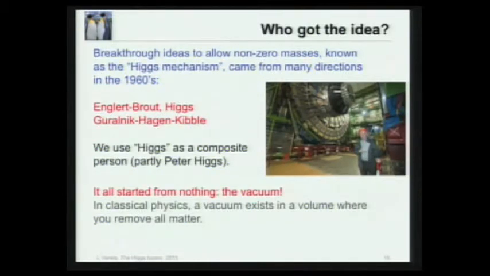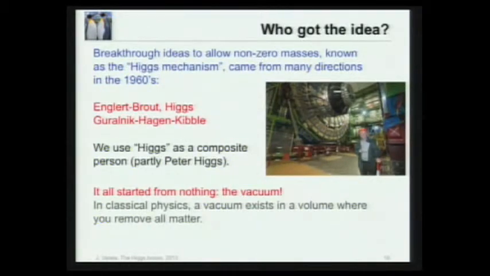Now, in the 60s, from several directions came a number of breakthrough ideas to allow non-zero masses. These ideas crystallized in what is today known as the Higgs mechanism. A number of people contributed to this: François Englert and Brout in Belgium, Peter Higgs in Scotland, Guralnik, Hagen and Kibble in the US. And before them there were others already writing papers pointing in this direction. So today we use Higgs, if you want, as a composite person. Partially Peter Higgs, here he is next to our detector on one visit that he made to CERN. But essentially we have to realize that other people contributed to this.